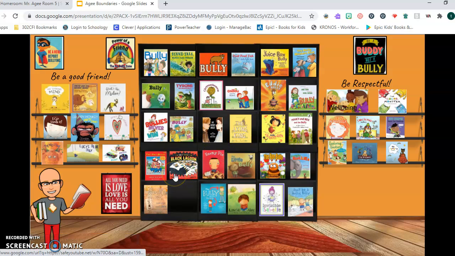And your assignment today is to choose the book Chrysanthemum, which is right here, and listen to the story read aloud, and then in your reading notebook, which is the back half of the book that you're using for word study, create a character portrait for Chrysanthemum.